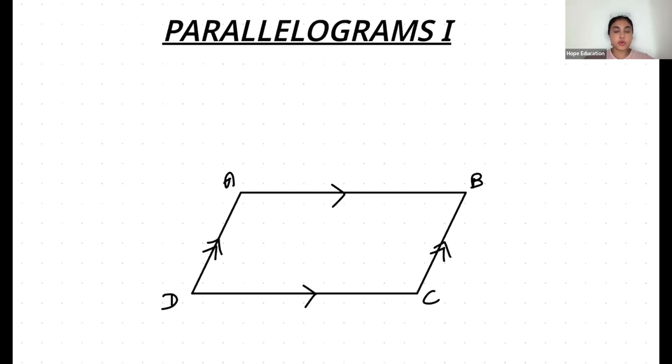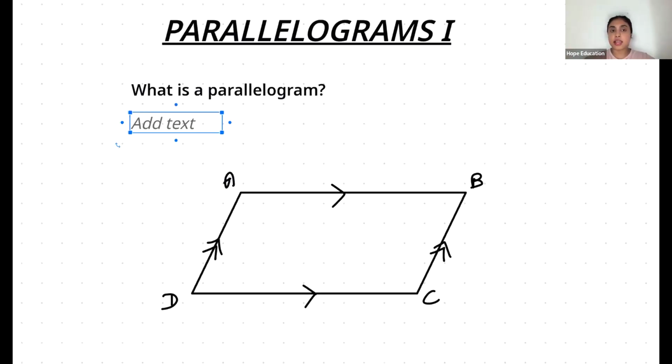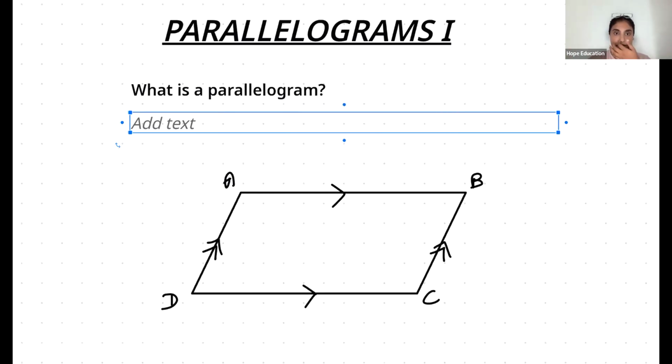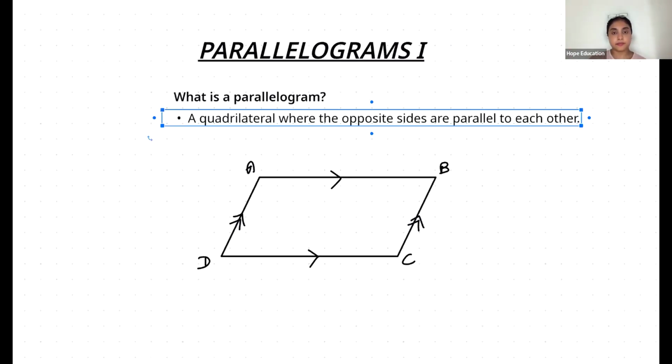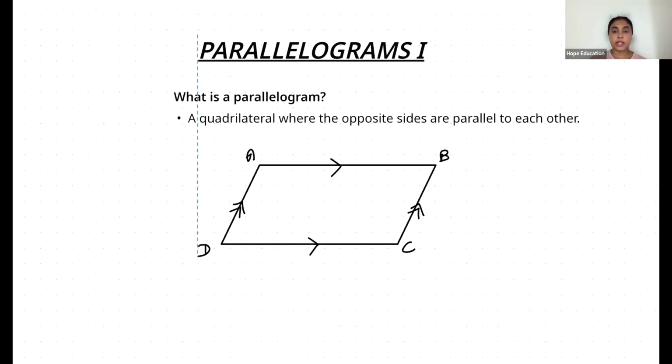So, you can write with me, what is a parallelogram? A parallelogram is a quadrilateral. Quadrilateral means any shape with four sides. A quadrilateral where the opposite sides are parallel to each other. Quickly write this.